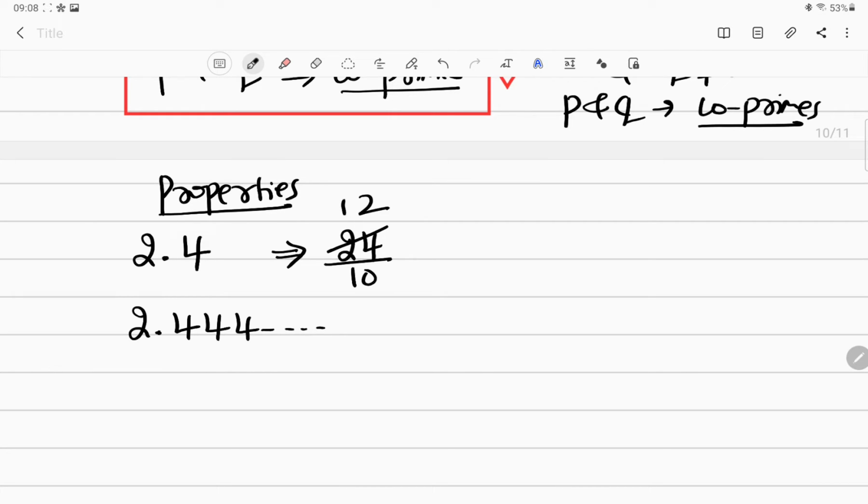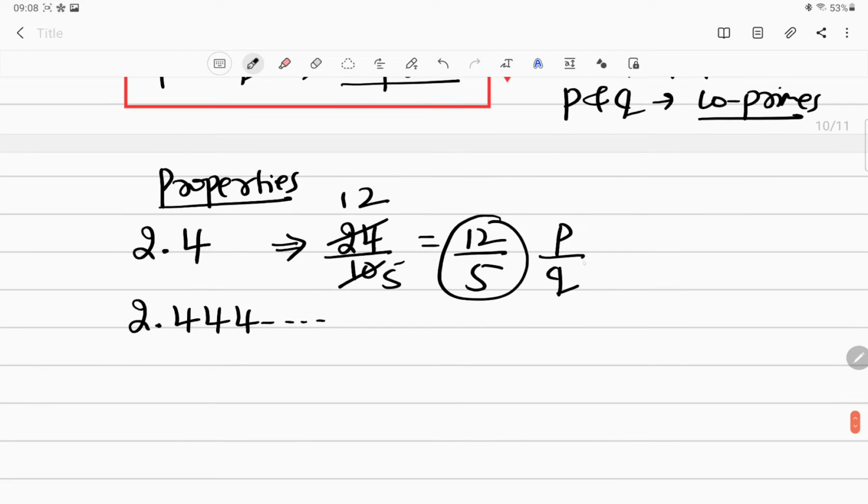Then 2 ones are 2, 2 twos are 4, 2 fives are 10, so it becomes 12 and 5. Now if you observe this, it is of the form p by q, where p and q are integers, q is not equal to 0, and p and q are co-primes also. That is one way of looking at this.